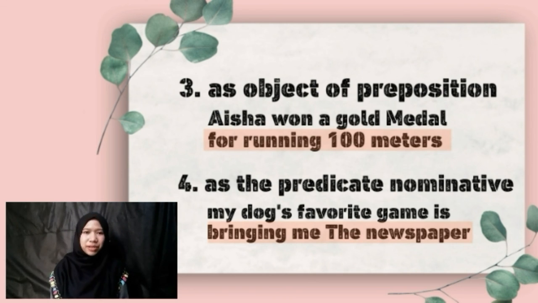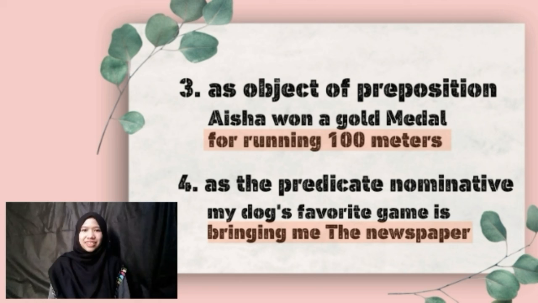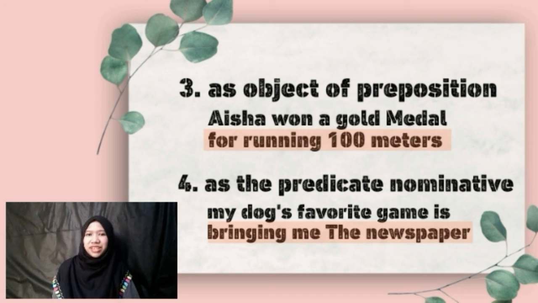As the object of preposition, Aisha won a gold medal for running 100 meters. The gerund as the predicate nominative. My dog's favorite game is bringing me the newspaper. The gerund bringing has a direct object, newspaper, and indirect object, me.